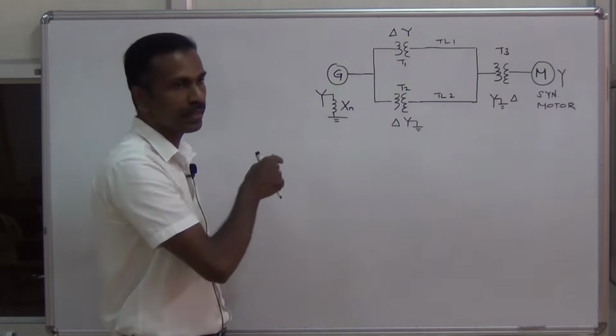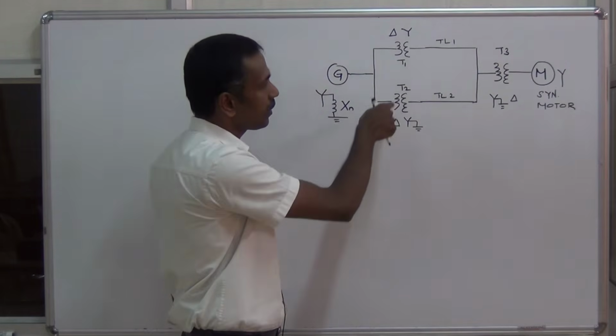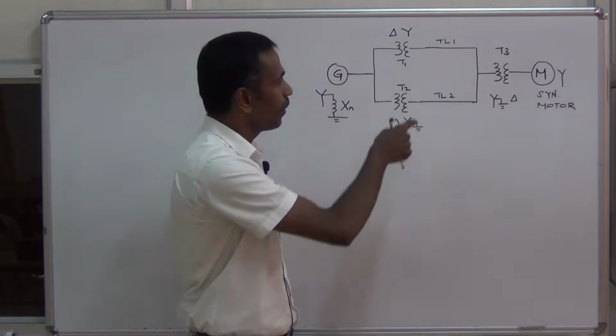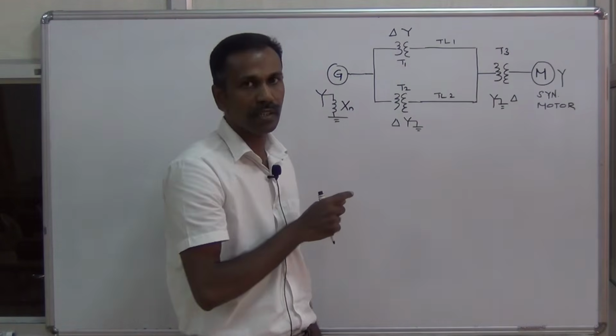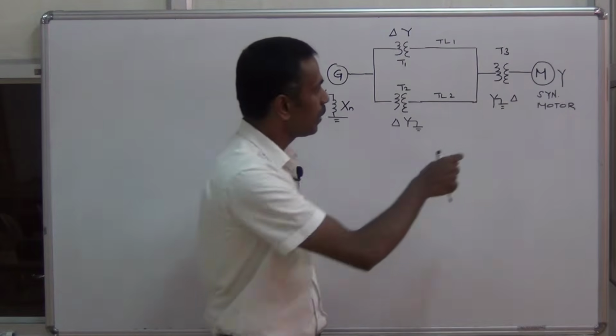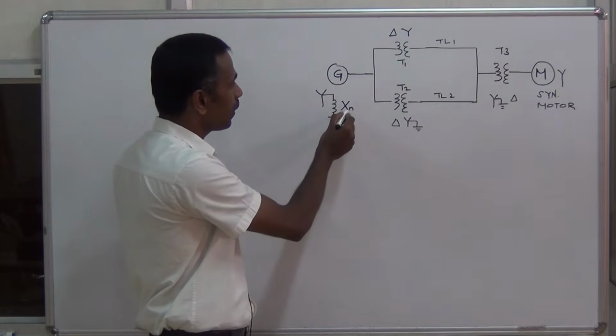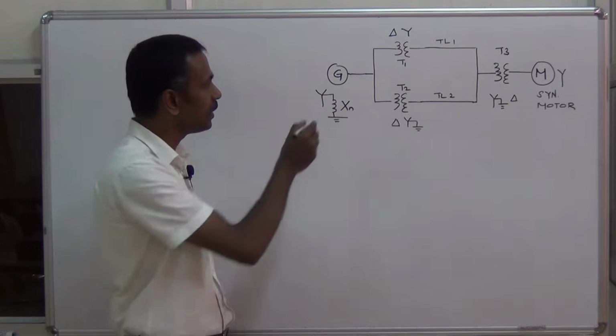We have a generator, then transformers T1, T2 and T3, two transmission lines TL1 and TL2, then a synchronous motor. This is the neutral grounding reactance of the generator.